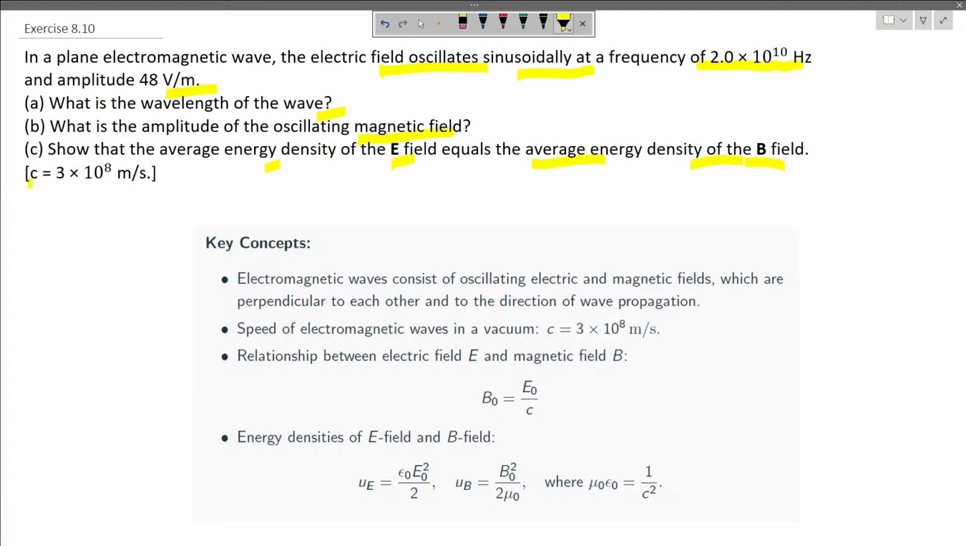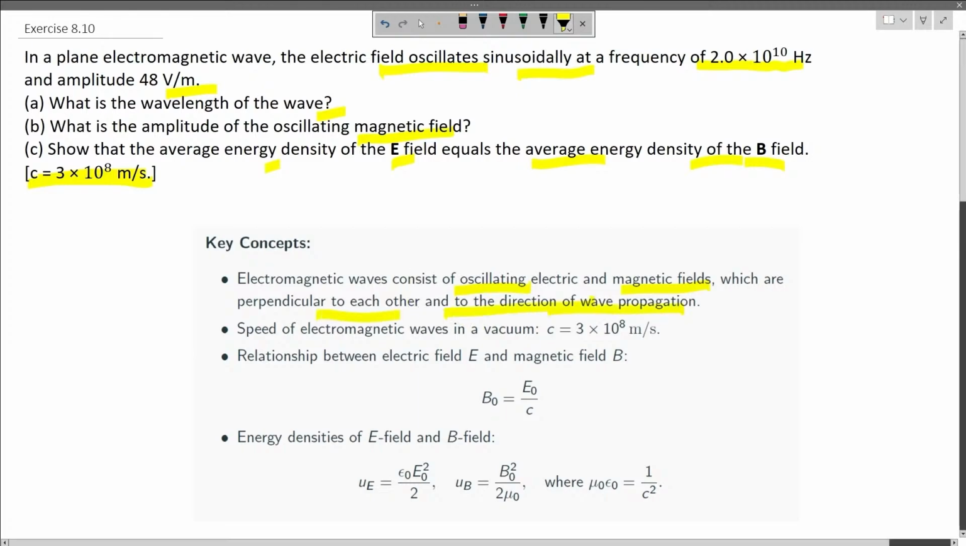We have been given the speed of the electromagnetic wave as 3 into 10 to the power 8 meter per second. Now we know that electromagnetic waves consist of oscillating electric and magnetic fields which are perpendicular to each other, and they are also perpendicular to the direction of wave propagation. Here we have to find the wavelength of the wave, lambda, and the amplitude of the oscillating magnetic field, that is B naught. We also need to show that the average energy density of the electric field equals the average energy density of the magnetic field.